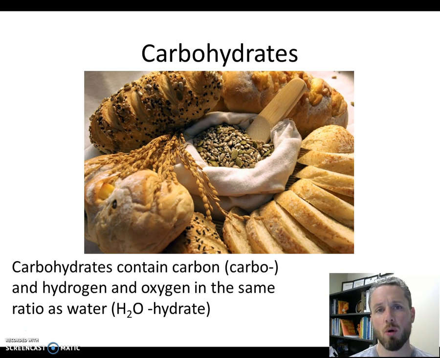To start with, I just wanted to point out some details of the name carbohydrate. Hopefully the word carbohydrate will help you understand what carbohydrates are made out of. So down here it says that carbohydrates contain carbon, that's the carbo part of the name. So they contain carbon and hydrogen and oxygen in the same ratio as water. So in water there are 2 hydrogens to every 1 oxygen. That's the hydrate part of the carbohydrate name. So carbohydrates are made out of carbon and water.